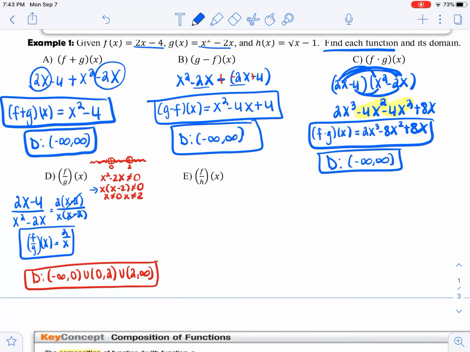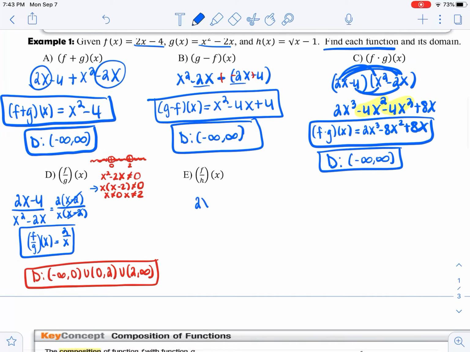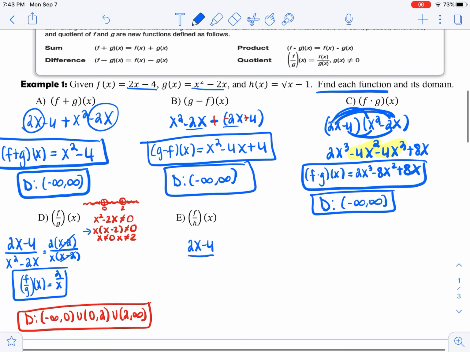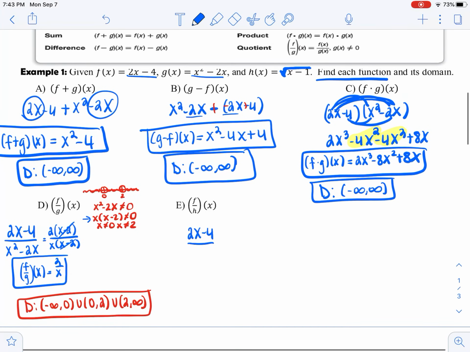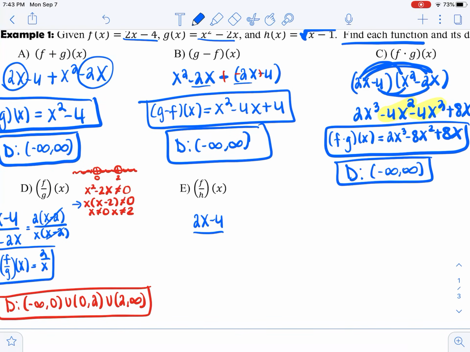Okay, last one, E. F divided by H. So where's F? 2x minus 4 divided by H. Square root of, that's kind of cut off there. Let me look at my answer key. What is that supposed to be? It's supposed to look like this, I think. I don't have my answer key in front of me. I'm assuming that. It doesn't matter if it's not, because that's what it is now. All right, square root of x minus 1.